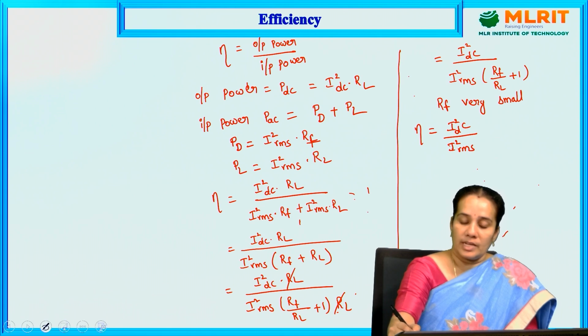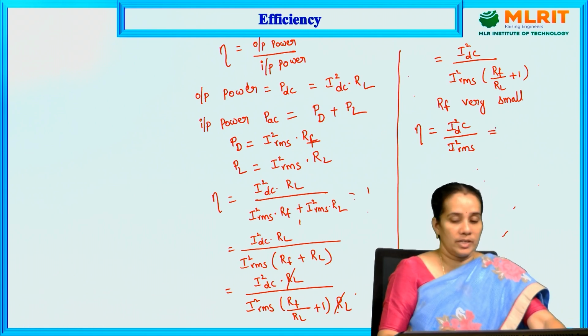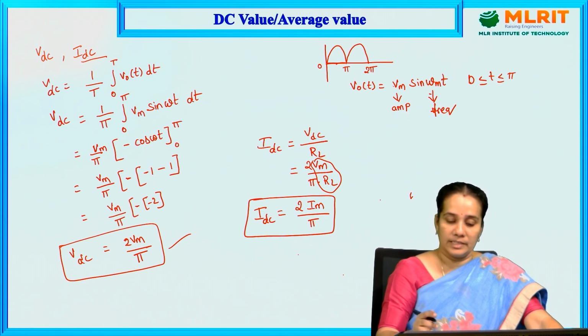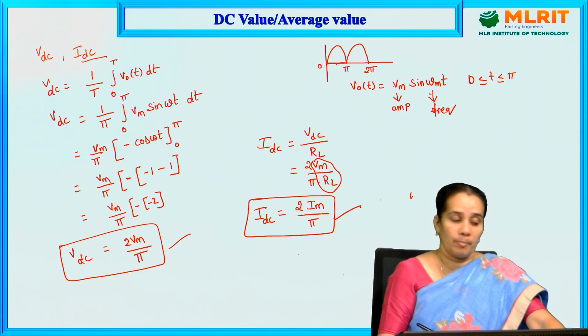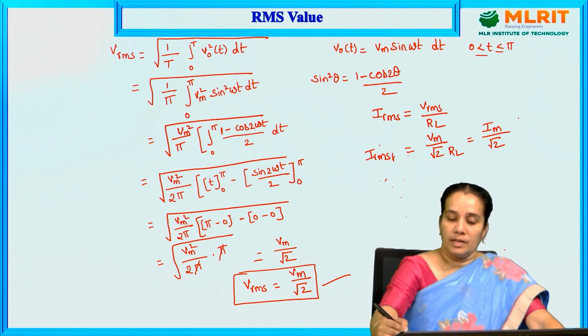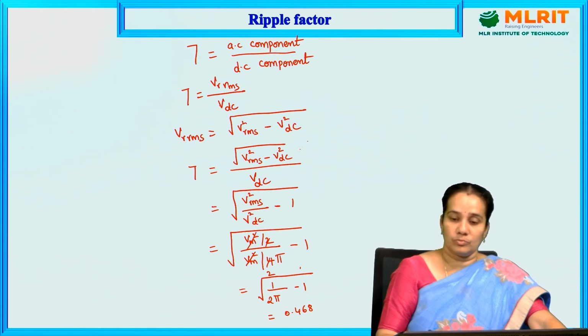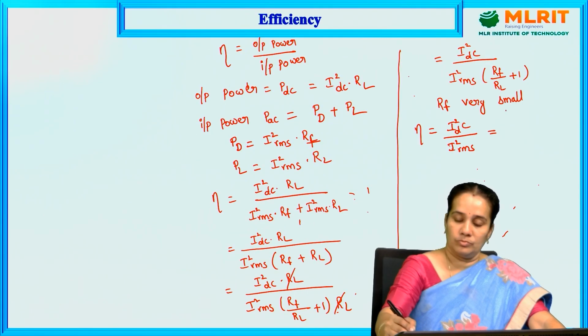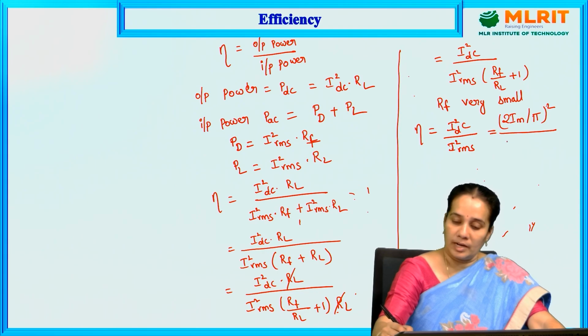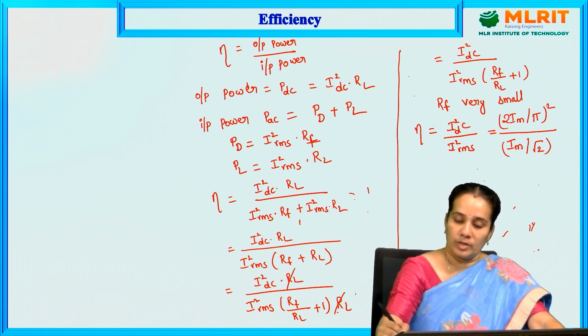So what is the I square DC value? We already calculated the DC: IDC value is 2 Im by pi. And the RMS value is Im by root 2. So it is 2 Im by pi whole square by Im by root 2 whole square.